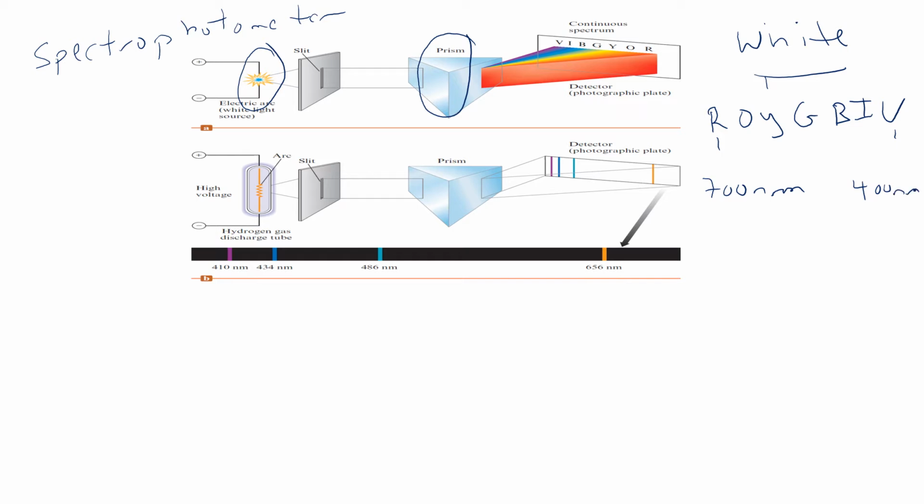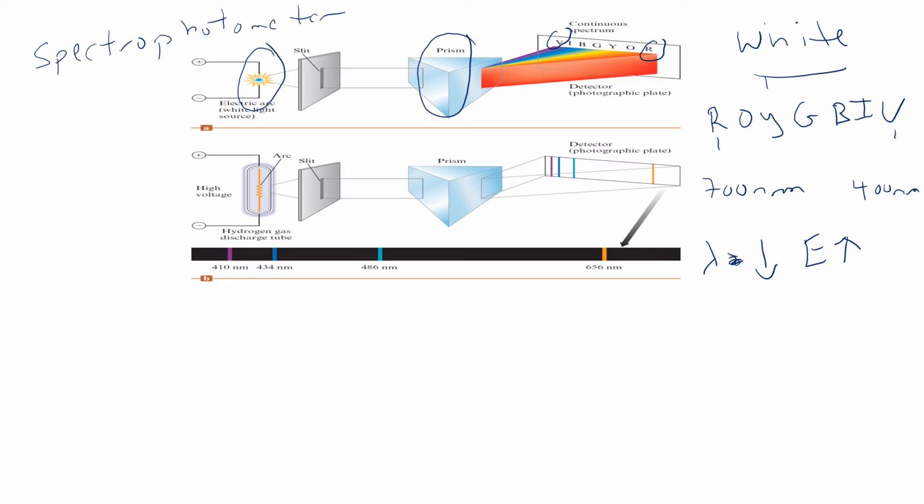A couple of things about this. Lambda is called the wavelength. That's the length of these waves. As the wavelength goes down, the energy goes up. That's important. So the violet end is higher energy than the red end. Again, the shorter the wavelength, the higher the energy.